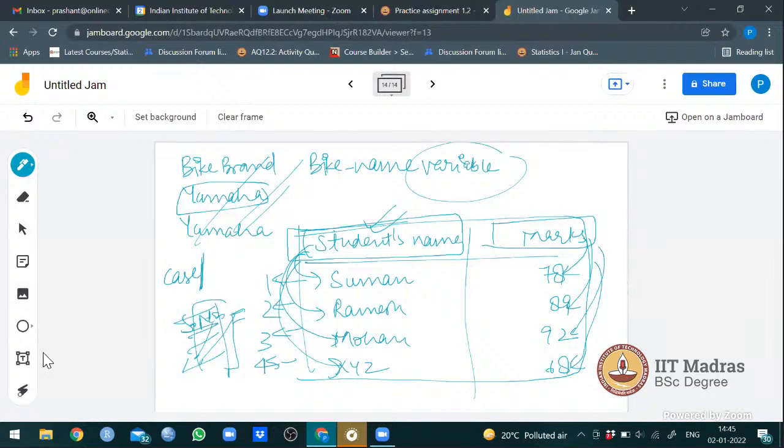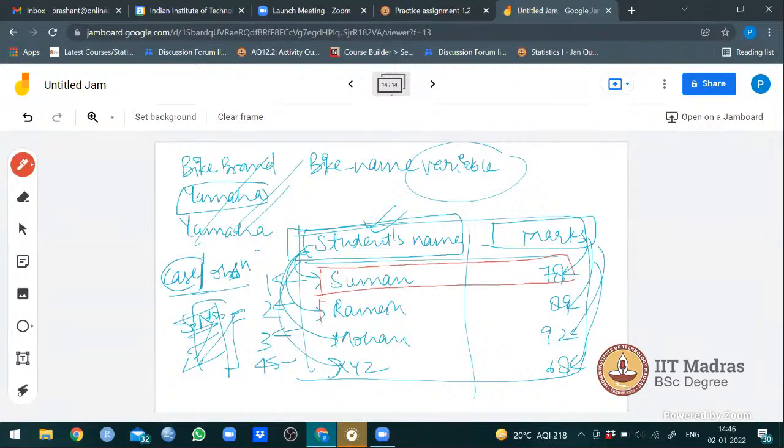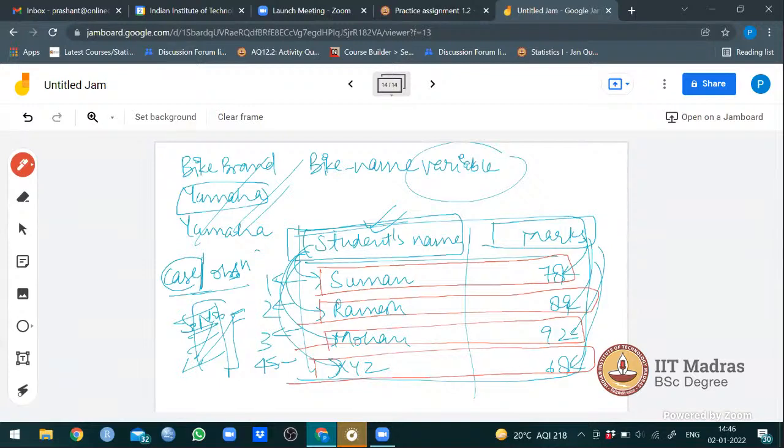See, let me complete his doubt. What is a case? Each case has its own row, and case and observation are the same thing, and it should be unique. This is a case. This is also a case, and this is also a case or observation. This is another observation. So it's unique.